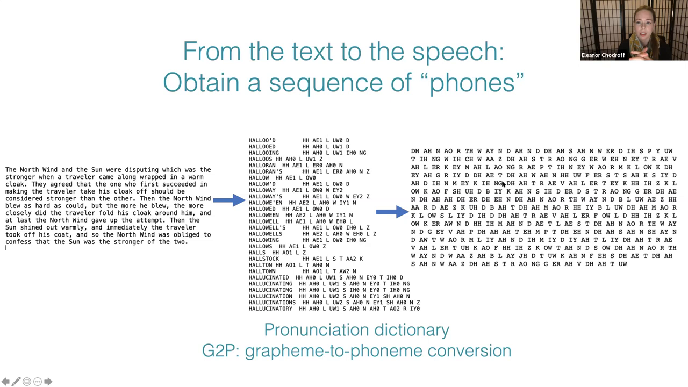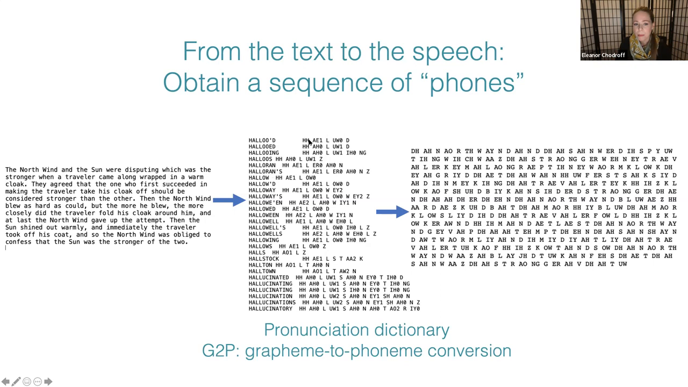The first thing that the aligner does is go from the text to the speech. So it needs to obtain a sequence of phones. Over here, we have our sequence of words. That is then sent through a pronunciation dictionary, which turns the sequence of words into a sequence of phones. So the north wind and the sun, and the pronunciation dictionary, as you can see, has all the words on the left-hand side. It's got a separation, and then it's got a canonical pronunciation over here on the right.